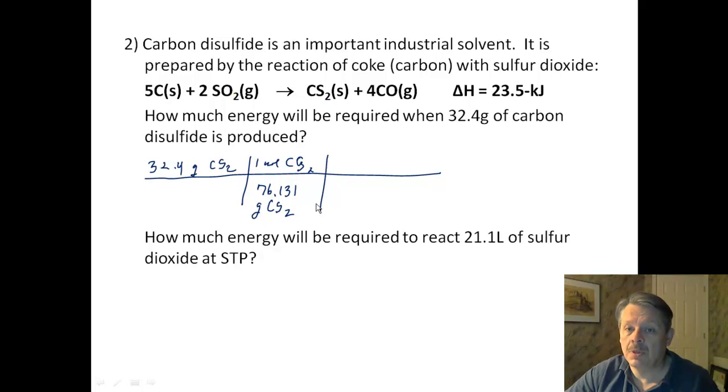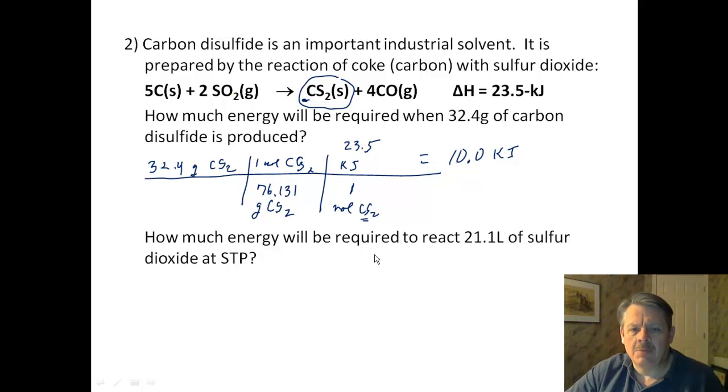But I don't want that, I want energy, so I have to convert from moles of CS2 to kilojoules of energy. Well, that's 23.5 kilojoules, and how many moles of CS2 am I starting with? Right there, there's a 1 implied, so that's 1 mole of CS2. I have 3 sig figs in my problem, so this will give me 10.0 kilojoules of energy.